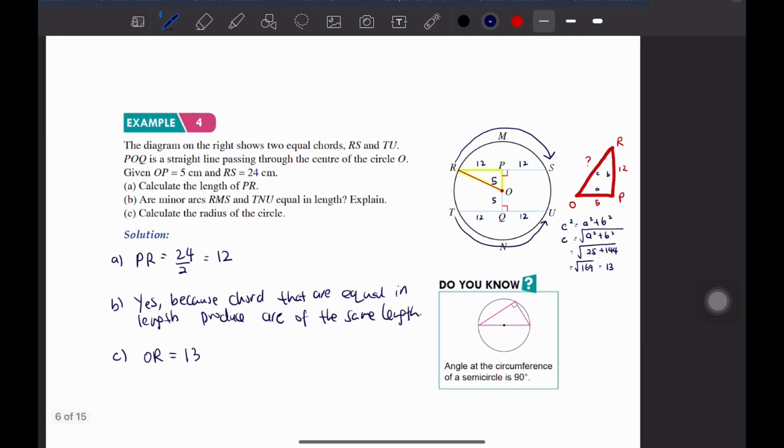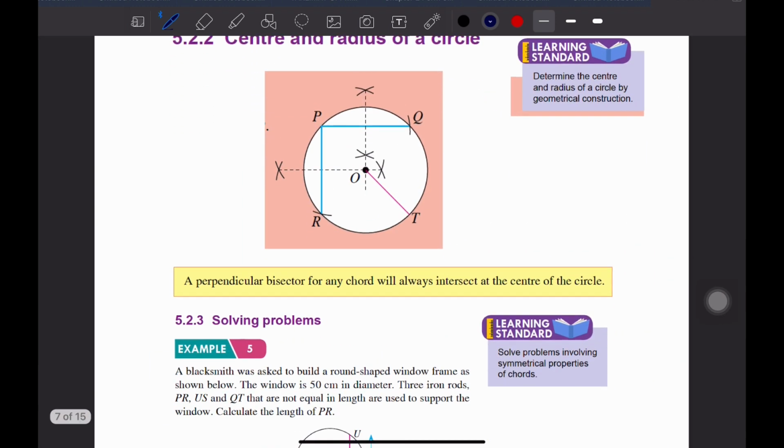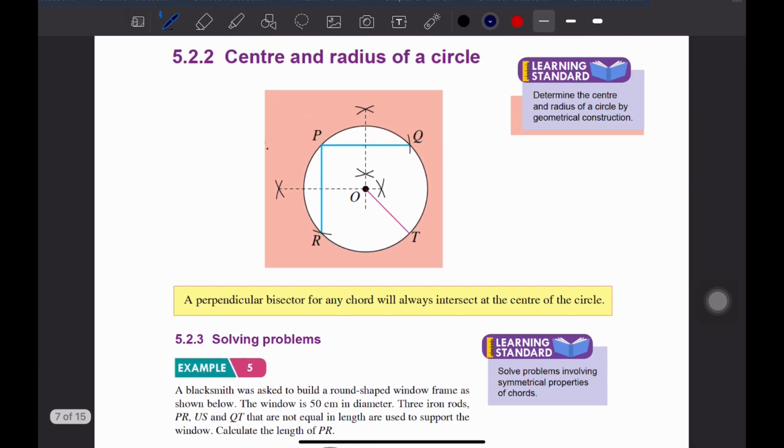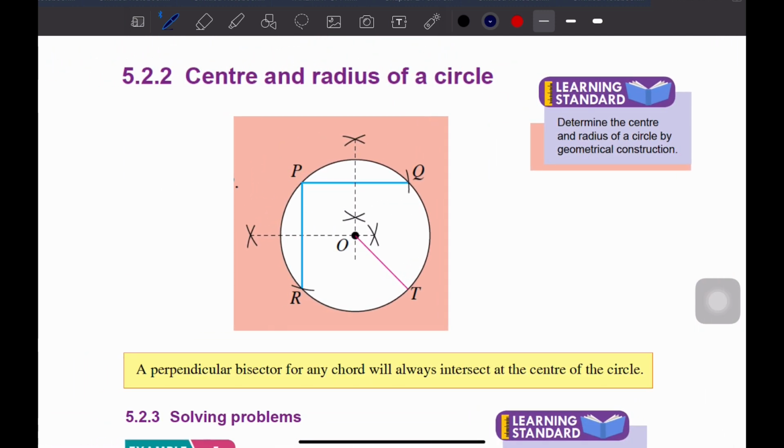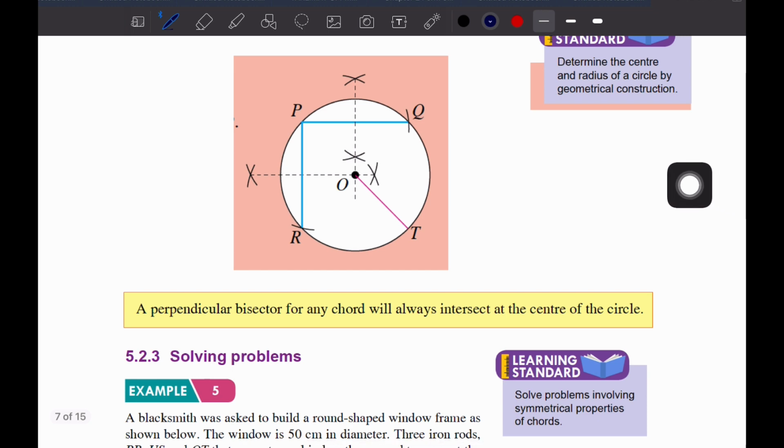Okay, for example 4. If we don't have any problem, let's continue to the next learning standard. Determine the center or radius of a circle by geometrical construction. This one you can try by using your geometrical construction. You can find many videos on YouTube on how to construct this one.